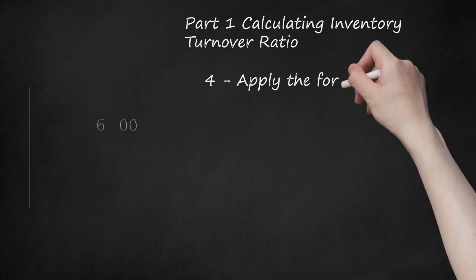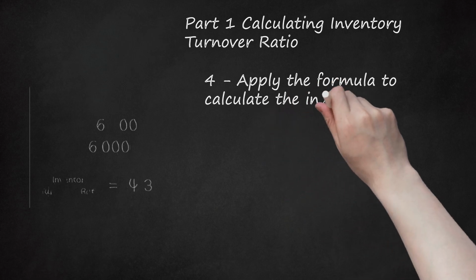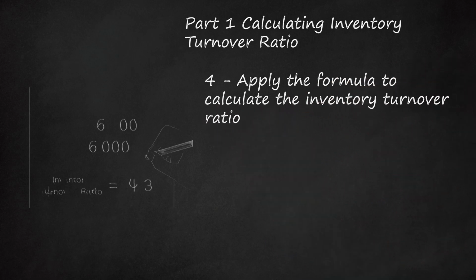4. Apply the formula to calculate the inventory turnover ratio. Once you know the COGS and the average inventory, you can calculate the inventory turnover ratio. Using the information from the above examples, in this 12-month period, the company had a COGS of $26,000 and an average inventory of $6,000. To calculate the inventory turnover ratio, you would divide the COGS by the average inventory.